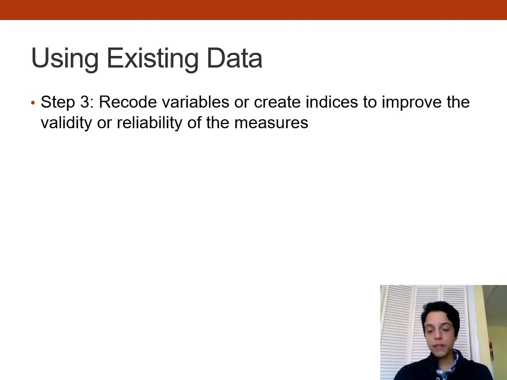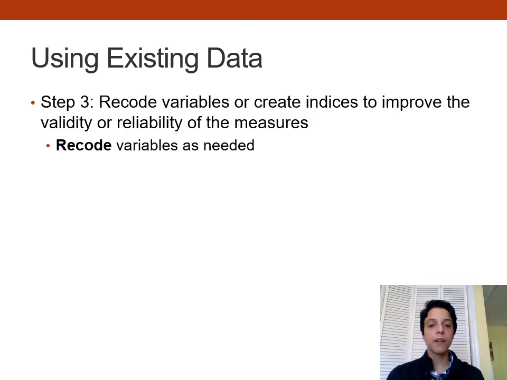So you've looked through all the possible variables that could be of interest to you in your data. The next step is to think about how best to measure your concepts of interest using the options that you have. And the two ways that you can change what you're measuring using existing data are to recode variables that are in there or to create indices or scales. And with each of these, your goal would be to improve the validity or the reliability of the measures. So I'll talk about recoding first.